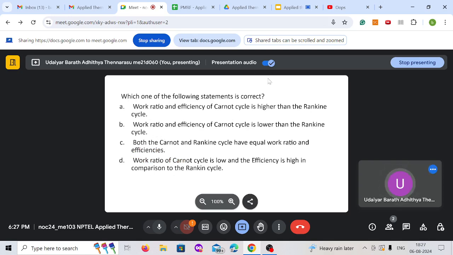So which one of the following statements is correct? Work ratio and efficiency of Carnot cycle is higher than the Rankine cycle.